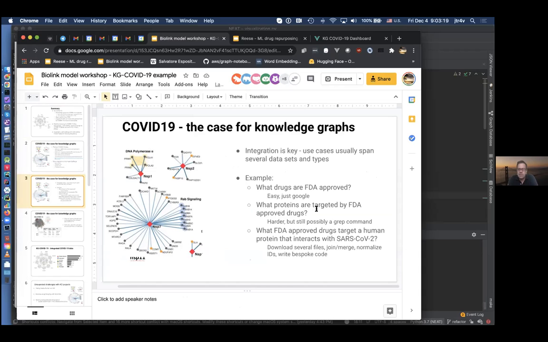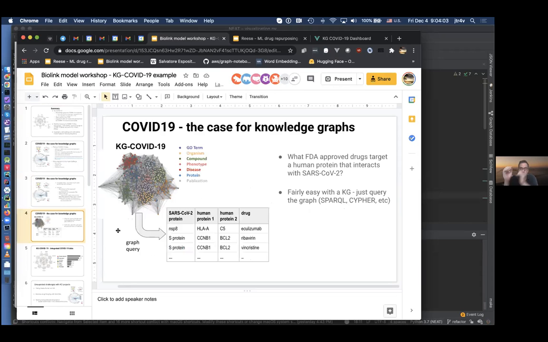Just to give you an example of that: if you want to do something simple, like what drugs are FDA approved, if you want to start on the drug repurposing thing, that's easy. It's probably just a Google search. What proteins are targeted by those FDA approved drugs? That's maybe a little harder, but a couple of files, a grep command and a couple of downloads, and you probably have it. But if you want to do something more useful, like what FDA approved drugs target a human protein that interacts with SARS-CoV-2, now you're getting closer to something that might be useful for drug repurposing. But then you're also talking about downloading several files, joins and merges, normalizing IDs, and writing bespoke Python code probably, or some kind of code.